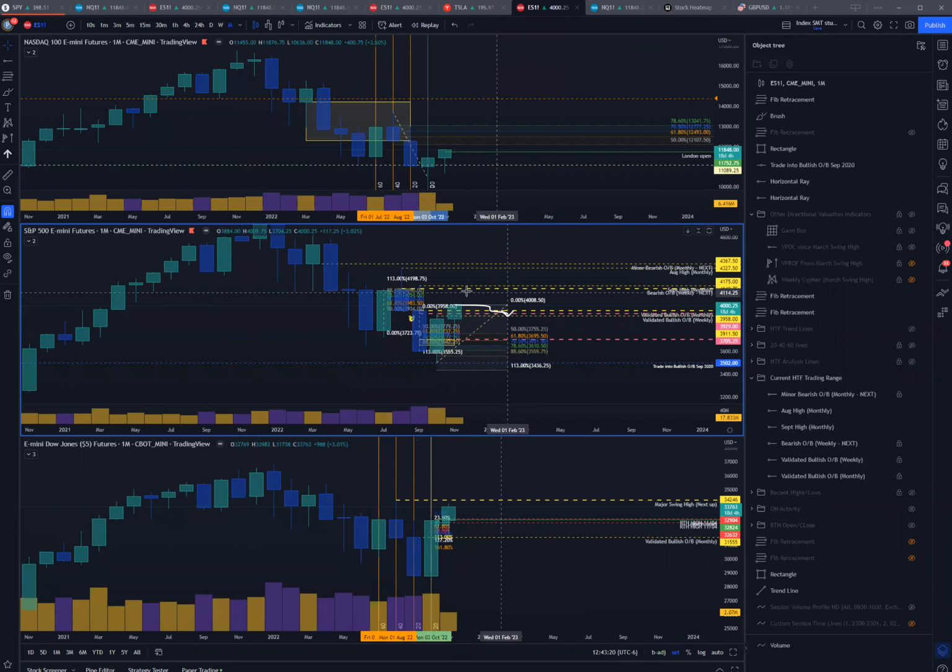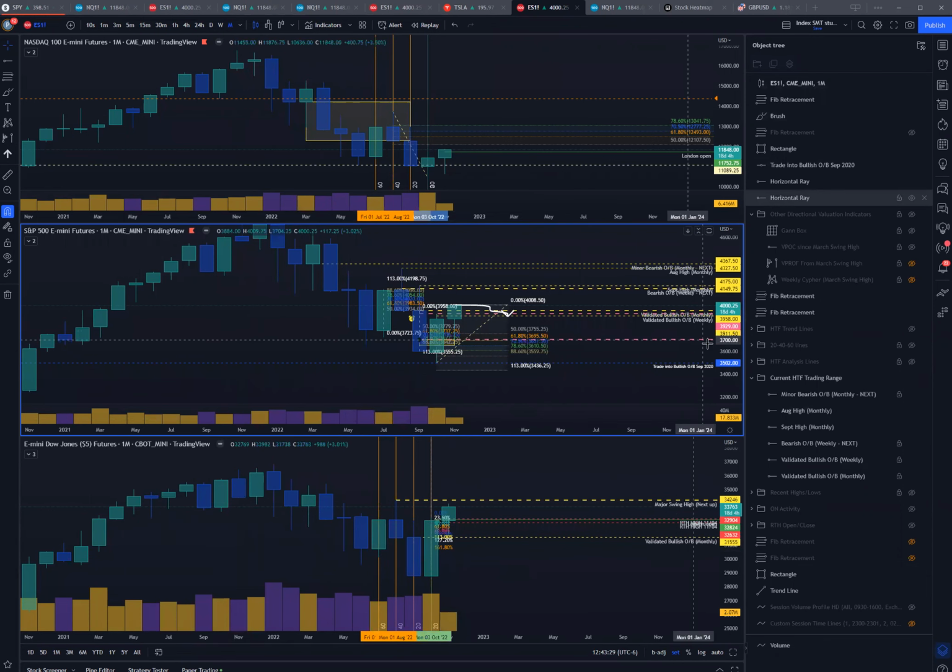So in my analysis here, the next thing I'm looking at, so I started out with the ES because on the ES chart, several things are further developed than in the other indices.